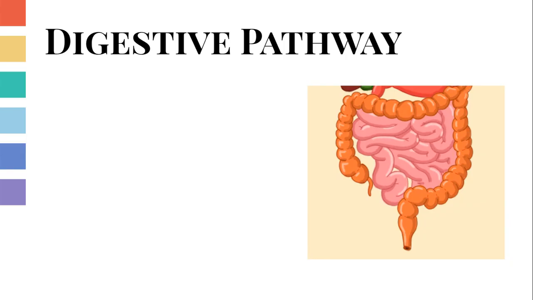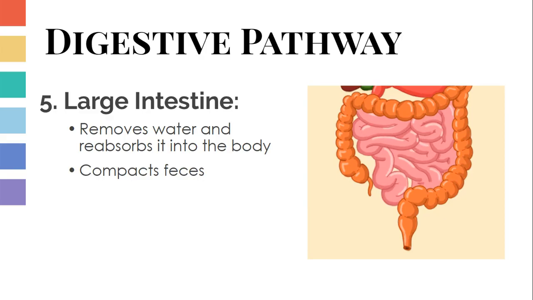But remember, back in our stomach, we were secreting a bunch of stomach acids, and we've been adding enzymes into this pathway. So it's still a pretty liquidy kind of mixture. The role of the large intestine is to reabsorb a lot of that water. So at this point, we're reabsorbing all of our water and really compacting what will then be our feces, which we will eliminate from the body.